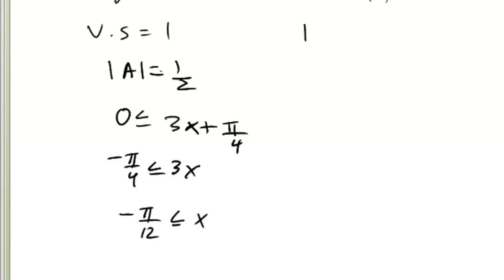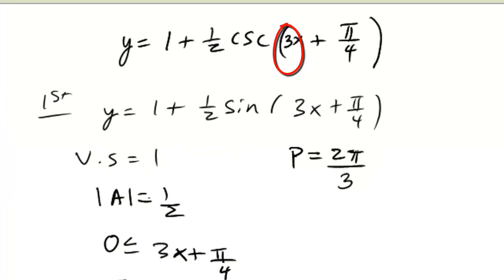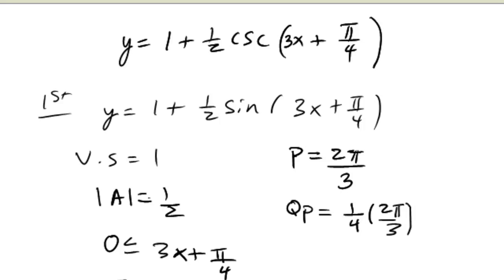Okay, let's look at our period. The period is going to be 2 pi divided by 3, the 3 coming from the coefficient of x here. And then the quarter period is a fourth of the period. And so if we take a fourth of 2 pi over 3, that will give us pi over 6.